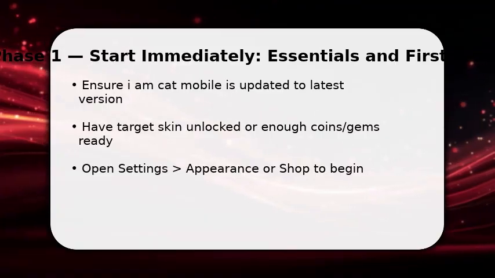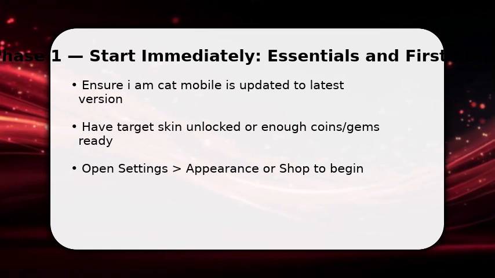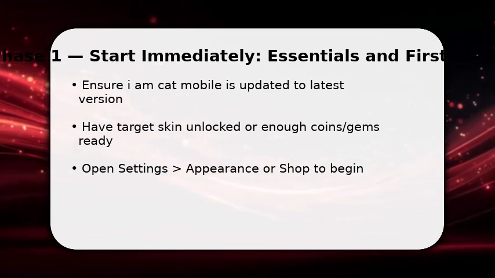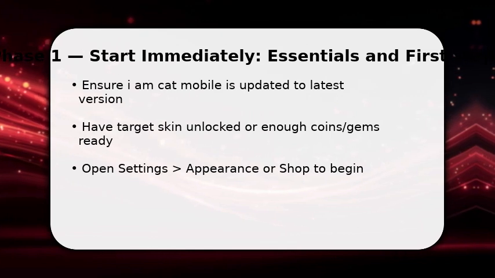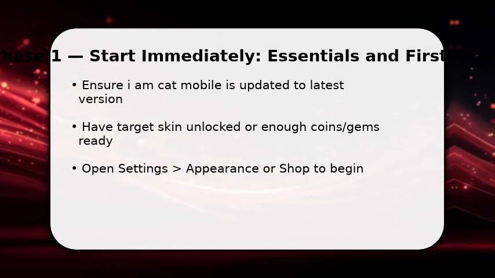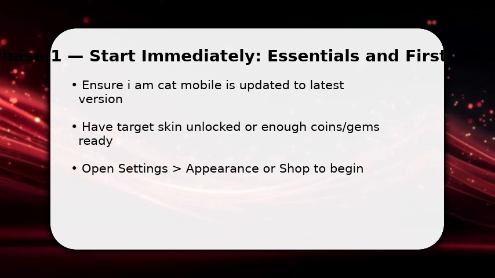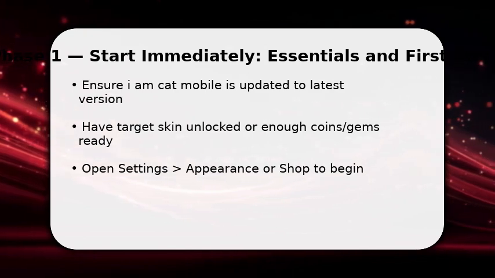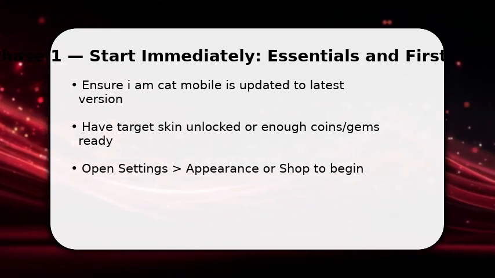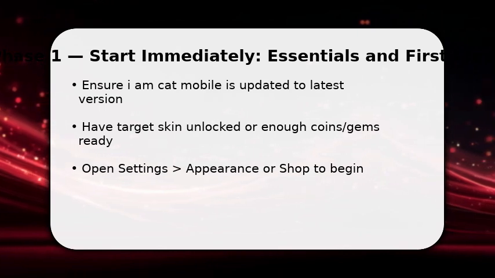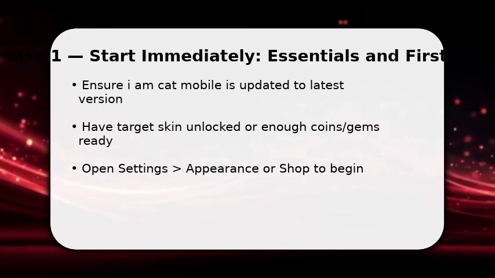You start by launching I Am Cat and going straight to the appearance area. Make sure the app is updated because skins change between versions. Once the game loads, confirm you own the skin or have sufficient currency, coins or gems, so you won't be interrupted mid-change. Tap the menu, then Appearance or Shop, and select skins to view available options.